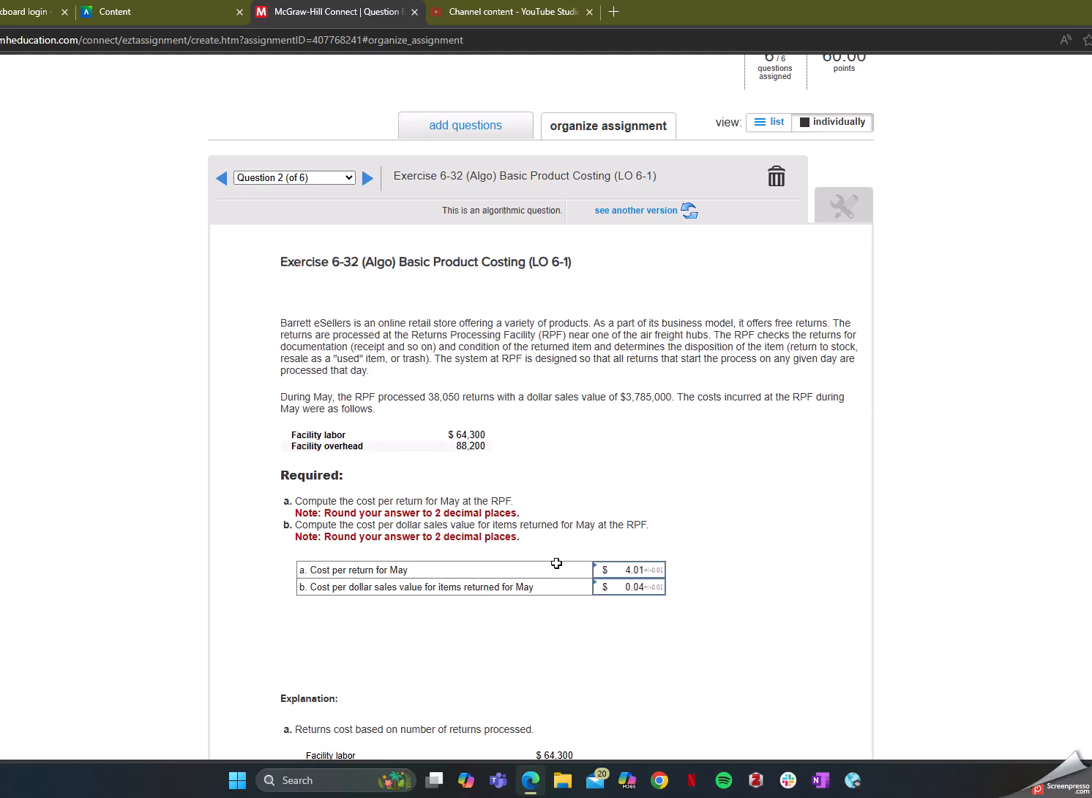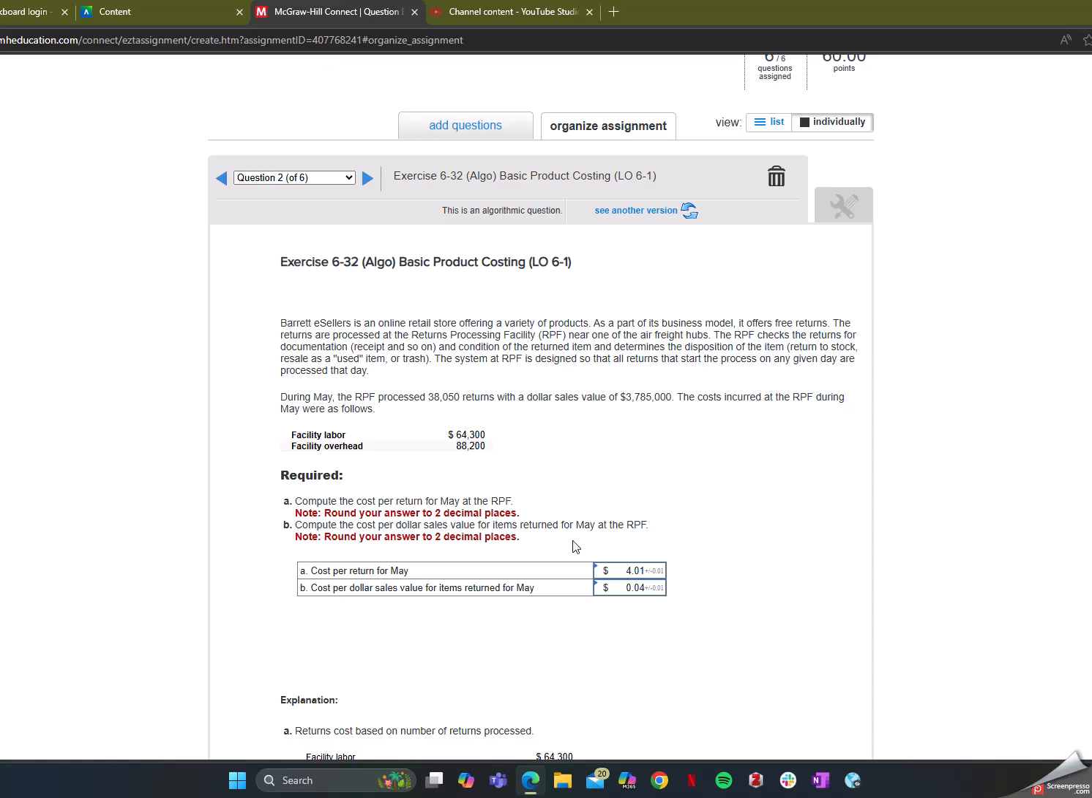Okay, then now we have their retail store offering a variety of products. They offer free returns. Their returns are processed at a special facility near one of the air freight hubs. The return processing facility checks the returns documentation and the condition and determines the disposition, either return to stock, sell it as a used, or trash it.